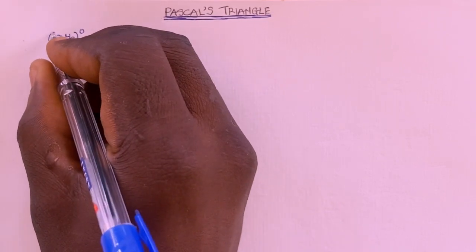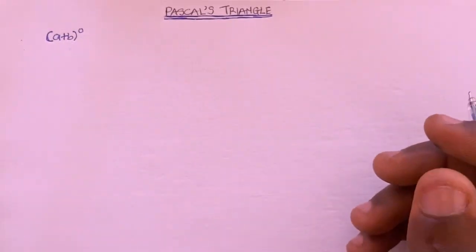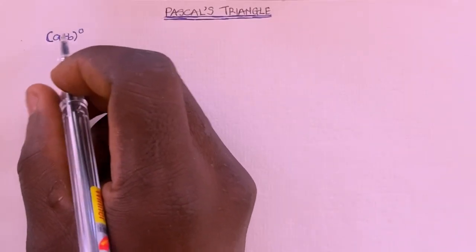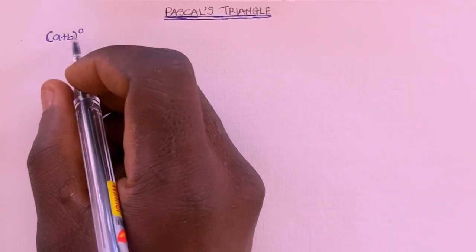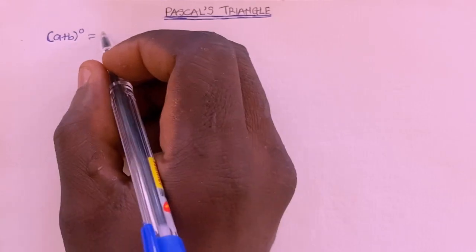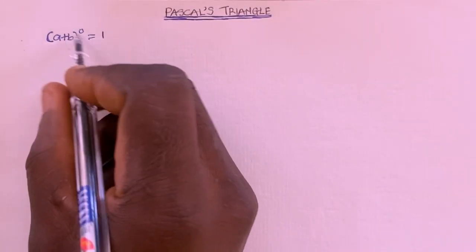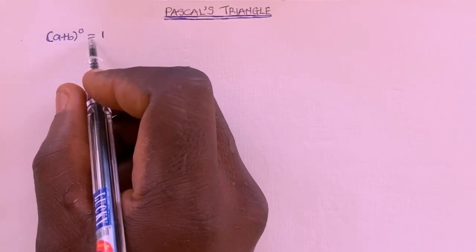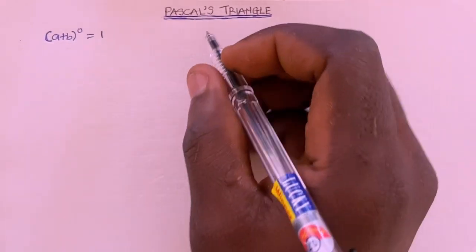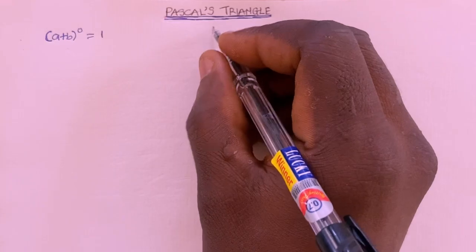power 0. This is a binomial expression, and we know that according to the law of indices, anything raised to power 0 is equal to what? 1. Exactly. So this expression is equal to 1, and here I'm going to have 1 at the center.